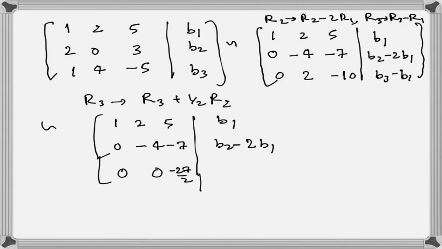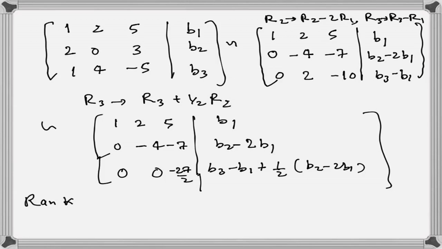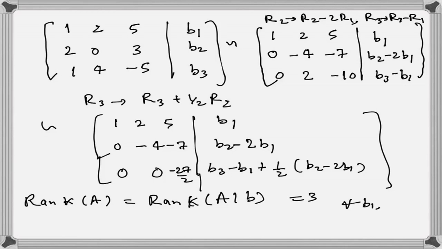Okay, and then b3 minus b1 plus 1 by 2 b2 minus 2 b1. Okay, so anyway, this system has at least one solution for all b1, b2, b3, because here we can say that rank of A is equal to rank of A augmented B is equal to 3 for all b1, b2, b3.